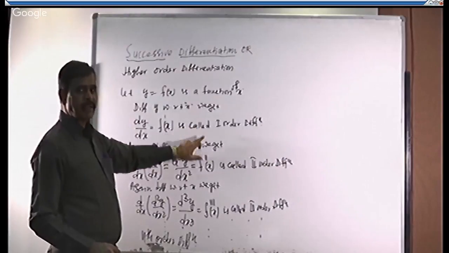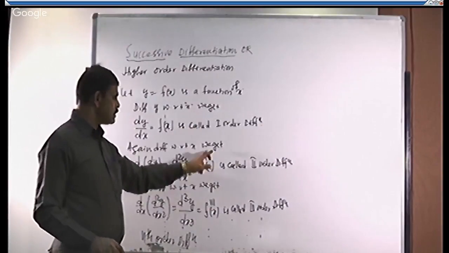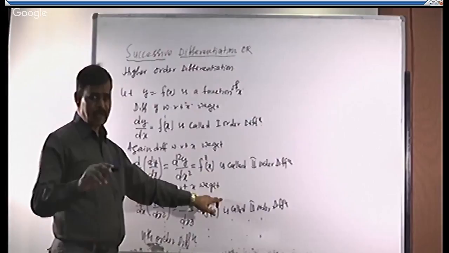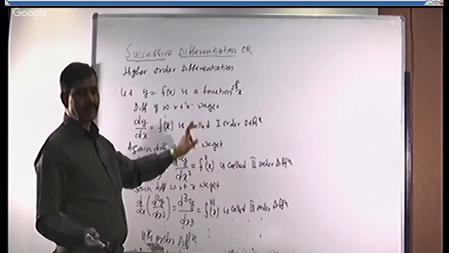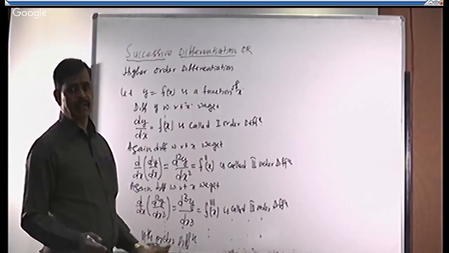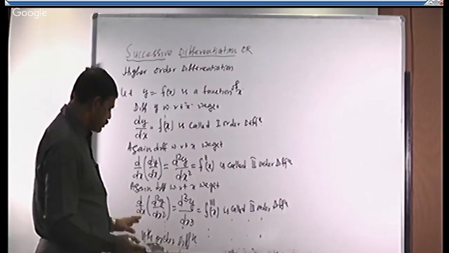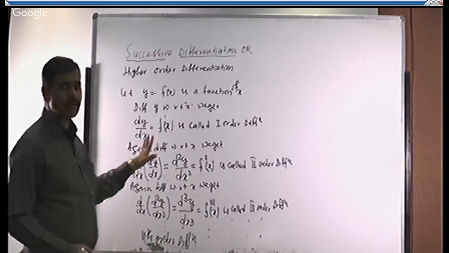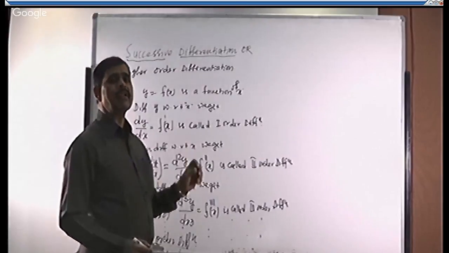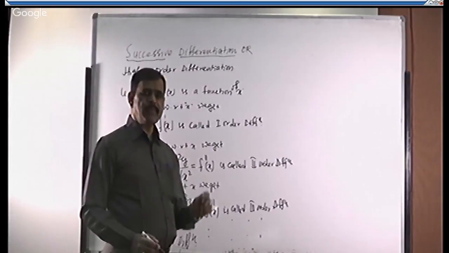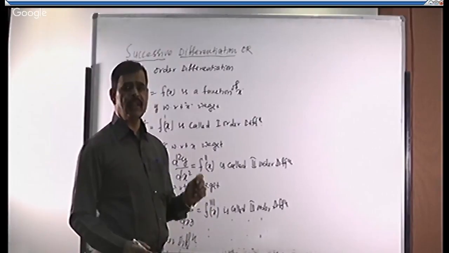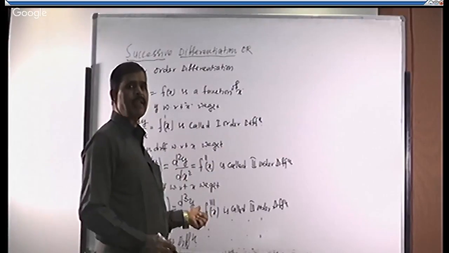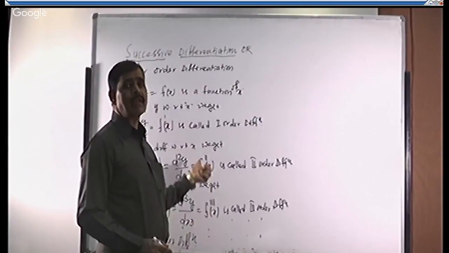And it is also called higher order differentiation. See, first order, second order, third order. Second and third order are said to be higher than first. Hence, it is called higher order differentiation. Okay, so this is known as successive differentiation or higher order differentiation. All the rules and types of differentiation we learned so far will be applied here to get the second order differentiation.